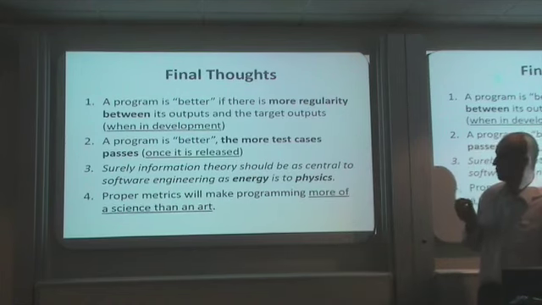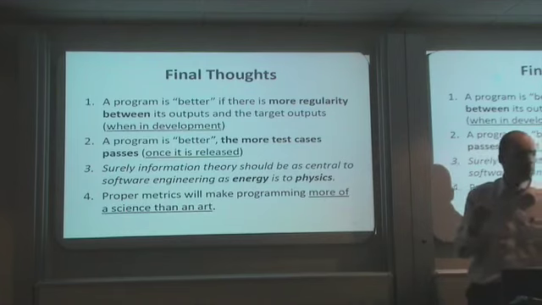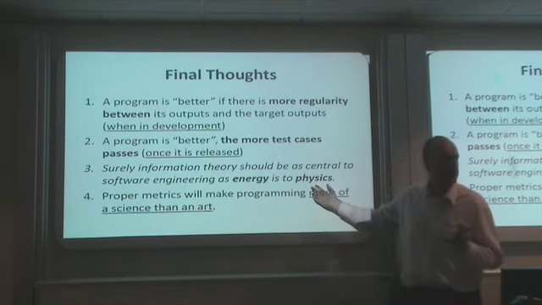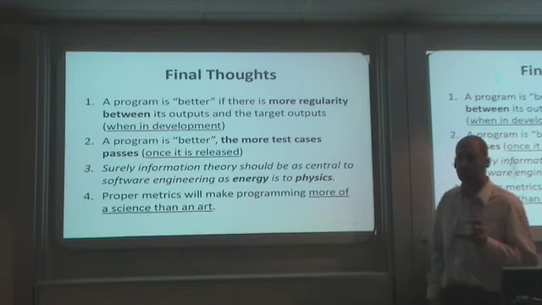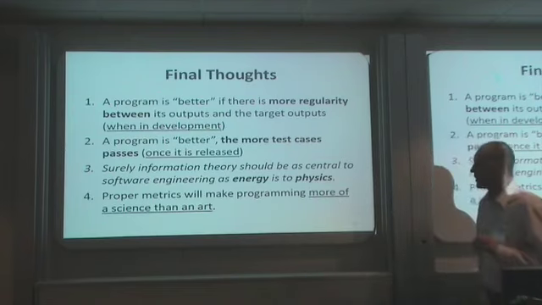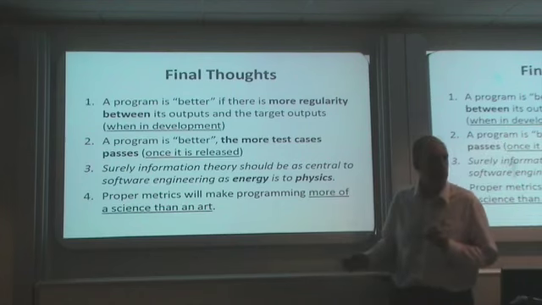The thought I want to leave you with is, I come from a theoretical physics background. Energy is important in theoretical physics. It drives physics. So surely information theory should be as central to software engineering as energy is to physics. And I think if we have proper metrics, we're going to make programming more of a science than an art.